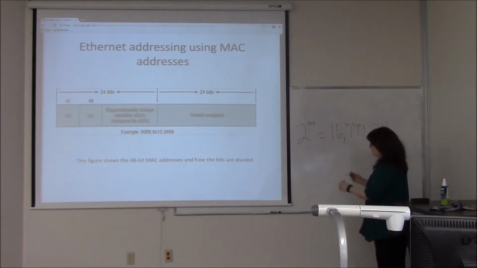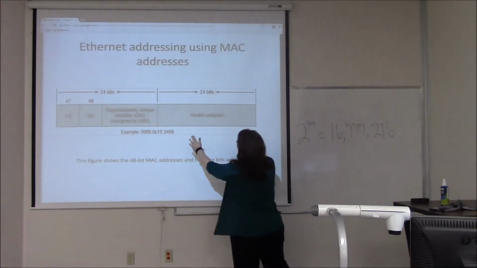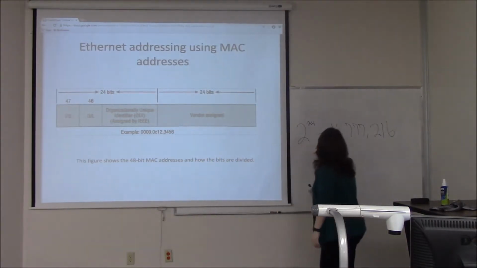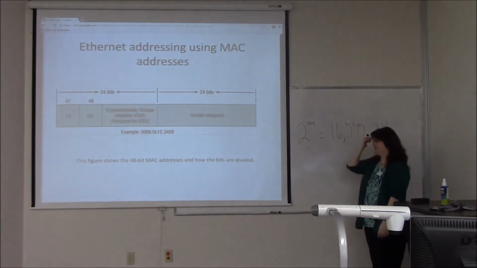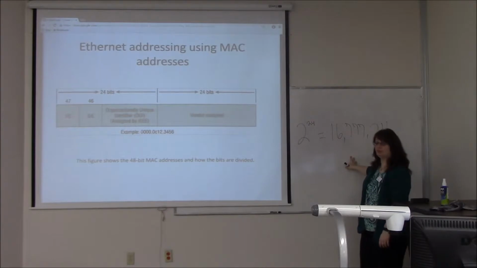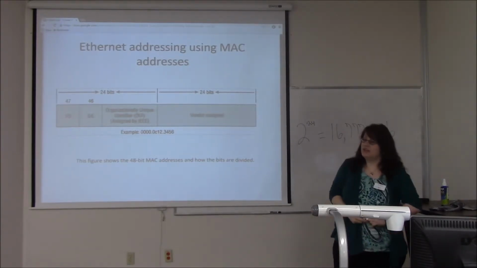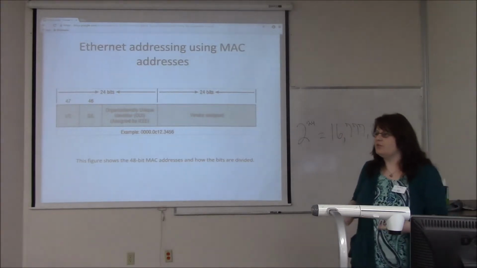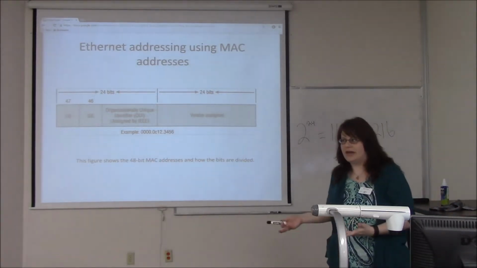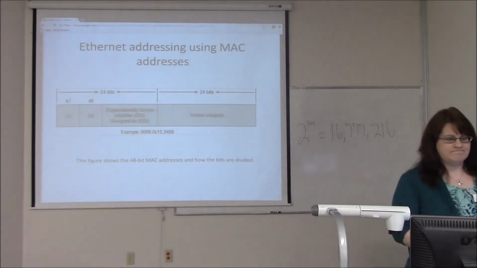So that tells me that within these last 24 bits of this address, I have almost 17 million different combinations that I can make before I start running into duplicates. So when you look at it that way, it kind of makes sense why everyone would need to have their own unique MAC address, right?